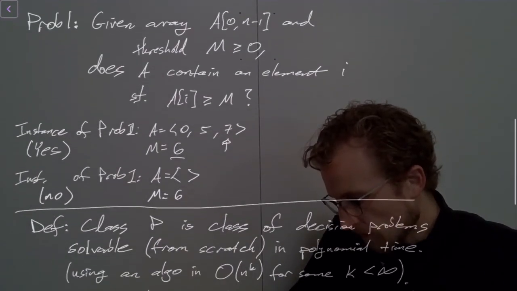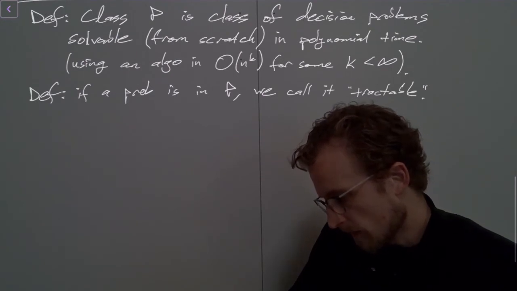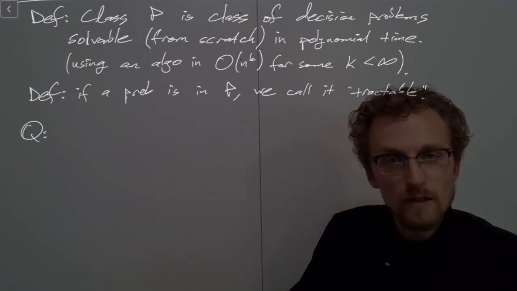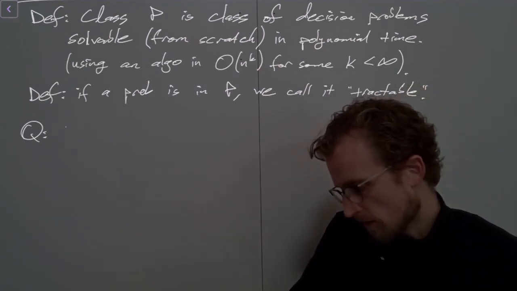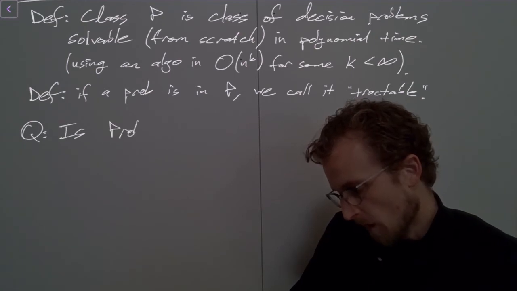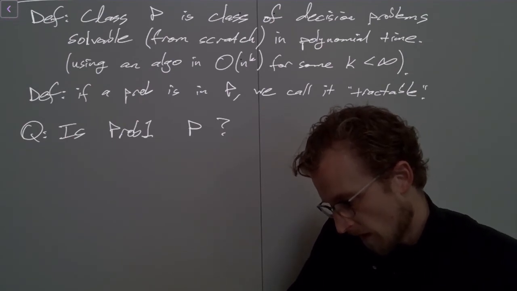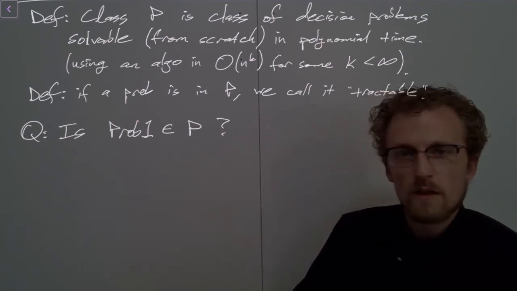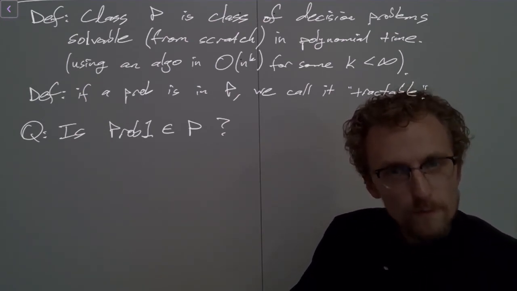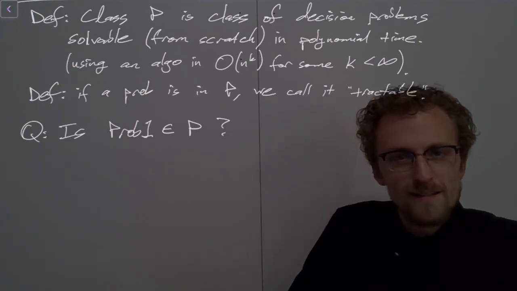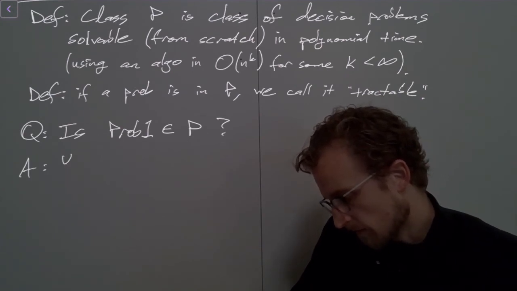Okay, so let's look at problem 1 and ask, is problem 1 in P? What is problem 1? It's the problem that says, given an array and a threshold, is there something in that array greater than or equal to the threshold? So the question is, is problem 1, as defined above, in P? That's the membership symbol. And the answer is yes. How do we identify that? We write down a polynomial time algorithm for solving the problem.